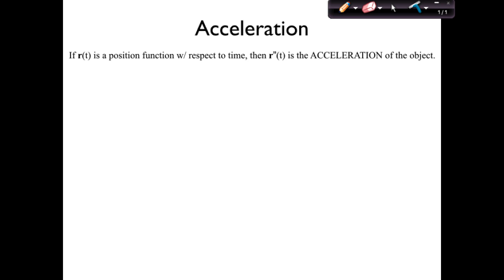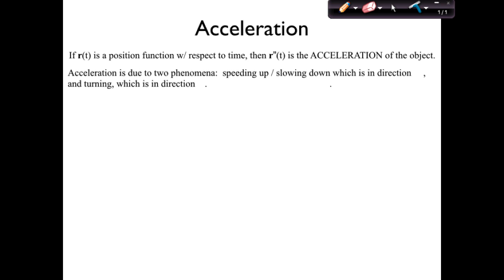If r is the position function, then we all agree the second derivative is the acceleration. It's the rate of change of velocity, right? The rate of change of the first derivative, or the second derivative, is acceleration. You're very familiar with acceleration, like if you're in a car. It means you're speeding up or slowing down.